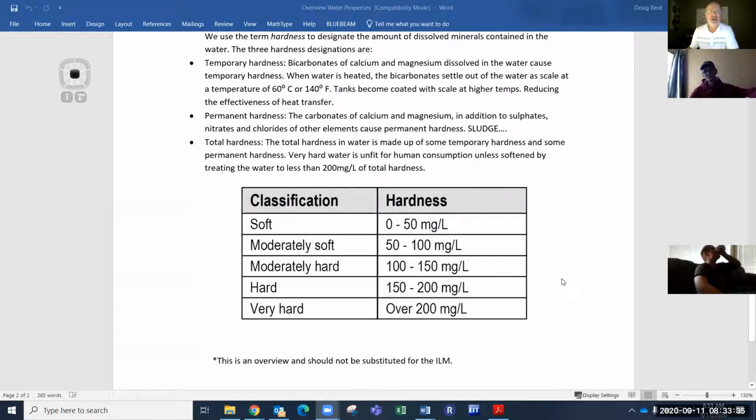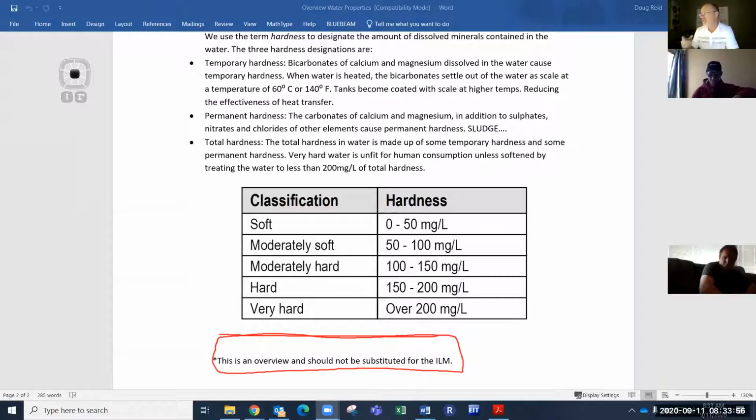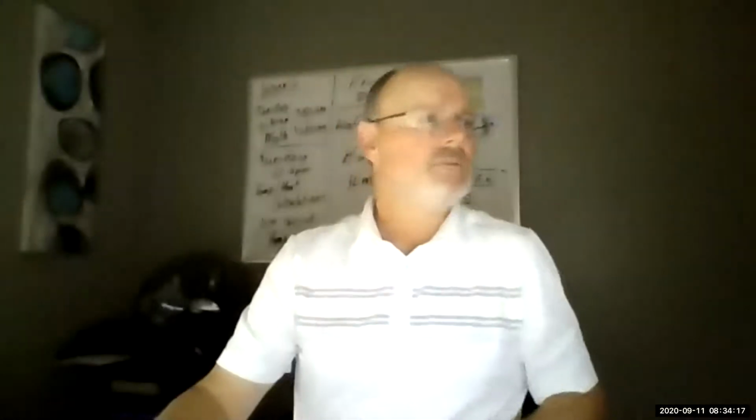What's next? Now we have this classification, and this is how much hardness per 50 milligrams per liter. That's just a scale, right out of the book. But here's something I really want you to see. This sheet that I'm showing you, I have put it in D2L under the buoyancy handouts. So you do have this sheet. I'm going to stop sharing that. Awesome. Do you have any questions so far?